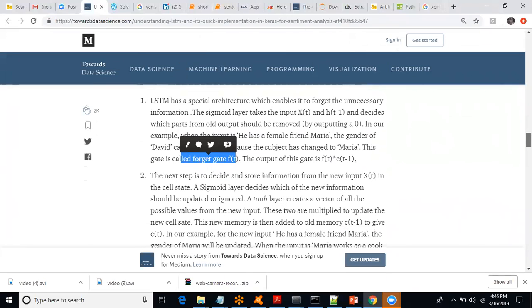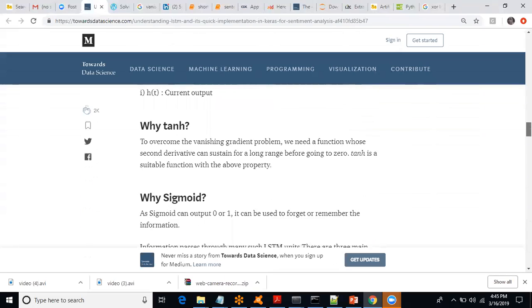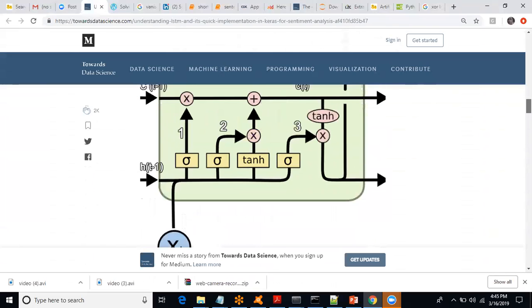So just assume you have a few words, and from that the algorithm understands which one is more preferred, which are valid contexts and which are invalid contexts. Invalid ones will be dropped out using sigmoid. And the output is obtained by f of t into c of t minus 1. So what are f of t and c of t minus 1?